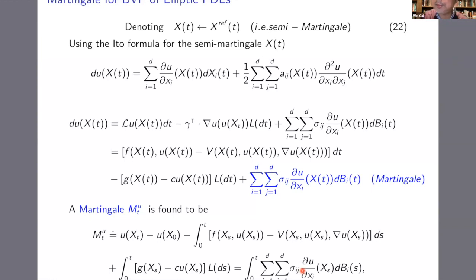So now this is the quantity we're going to use to build our loss function. We use the martingale property of M_t^u to build the loss function. Now, the fact that this martingale is actually the probabilistic weak form of the PDE, let me talk about that next.